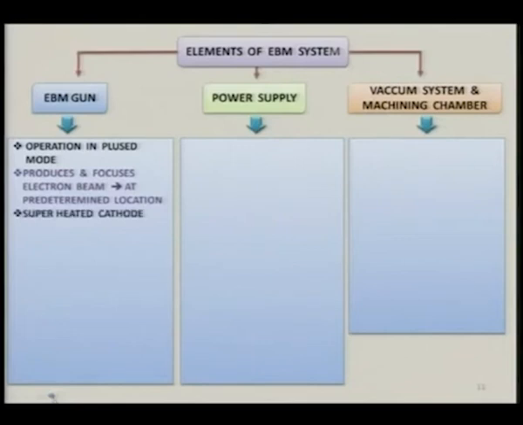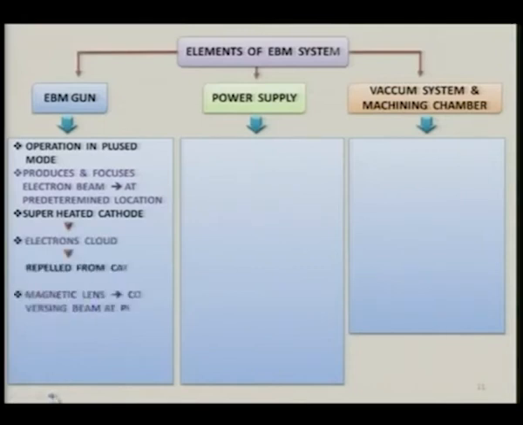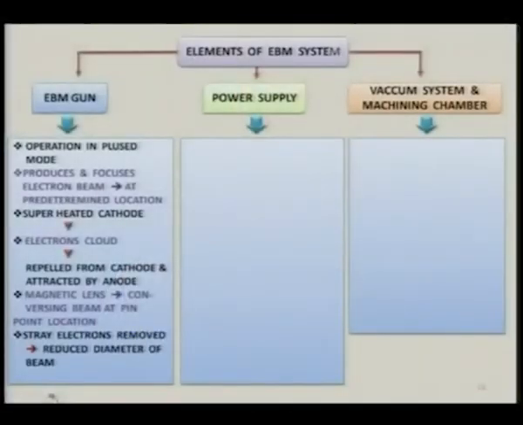Now the cathode is superheated, as I have mentioned with the help of the diagram also. An electron cloud is created around the cathode, and this electron cloud is repelled from the cathode. It is attracted towards the anode because they have reverse polarity, and magnetic lines converge the beam at a pinpoint location. Now stray electrons are removed on the way and a reduced diameter of the beam is obtained.